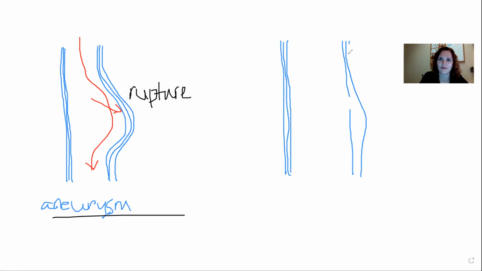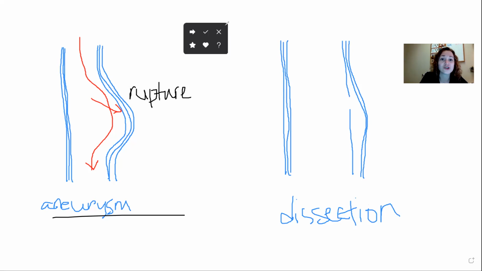So what's happening with a dissection? This is a dissection. That's hard. Boom, look at that. So what has happened is there has been a disruption in the tunica intima. I'm talking about right here. There's been some kind of tear or disruption in the tunica intima. The 2 outer layers here are intact, right?